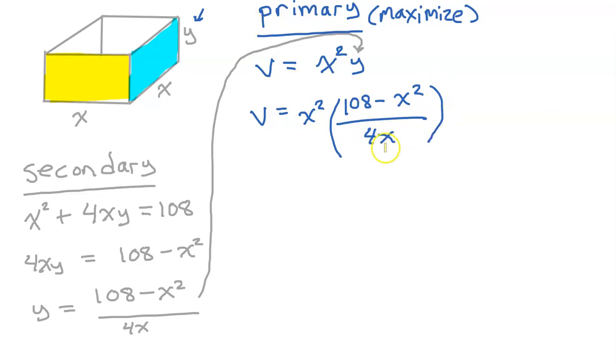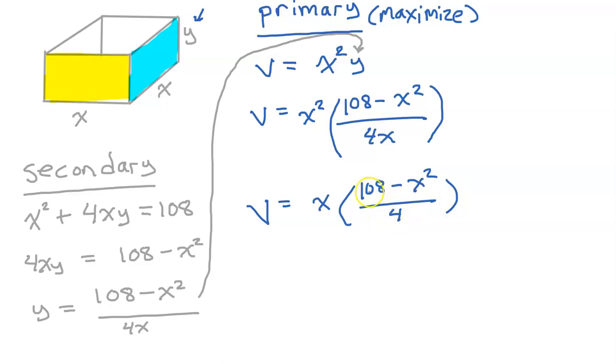Notice that we have an x here and we have x squared here. The x in the denominator will cancel out one of the x's in the numerator. So that's going to leave volume equals x times (108 minus x squared) over 4.